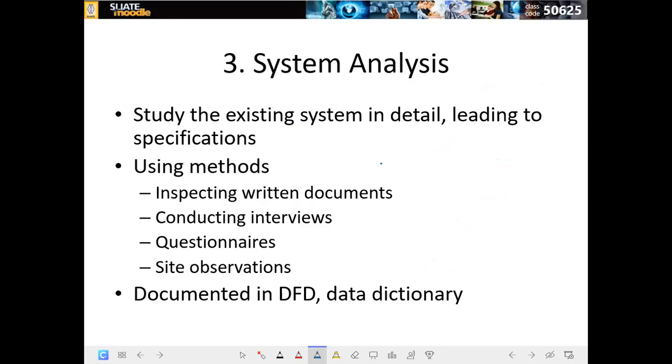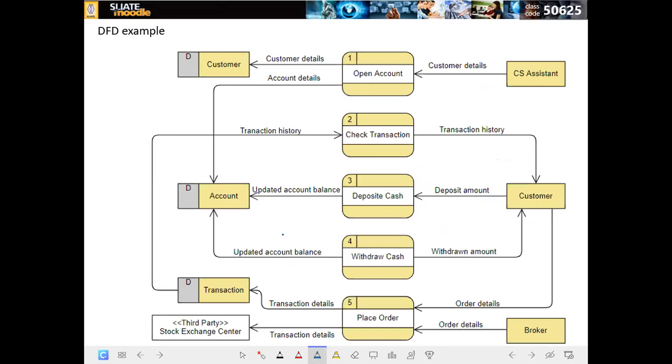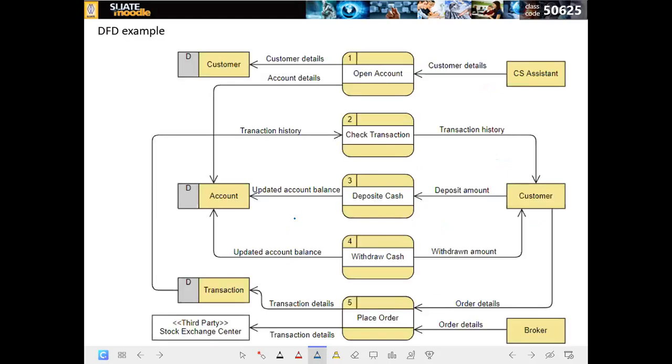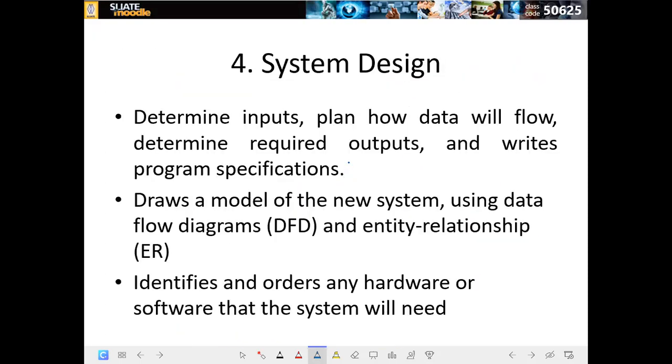Then system analysis, we talk about this stage, and the person who does this analyzing part, we call him a system analyst. After analyzing the system, several types of documents are created. For example, one is the data flow diagram, which I explained. Then after the system analysis stage, we go to the system design stage. Actually, at this stage, we check the requirements of the system we captured from the previous stage.